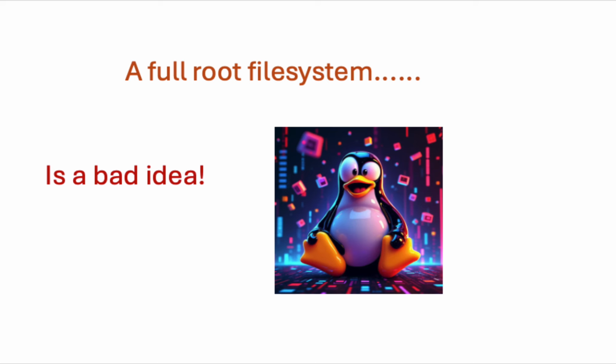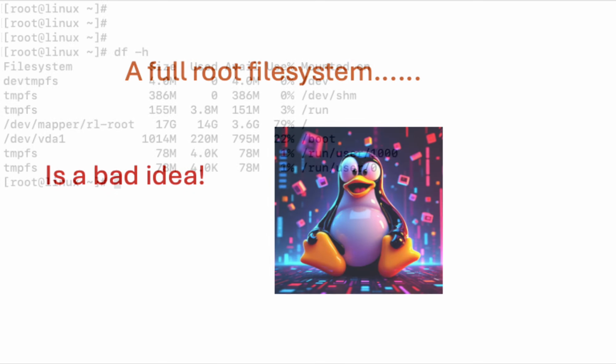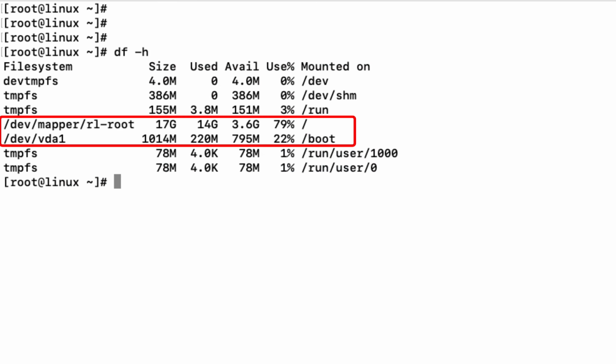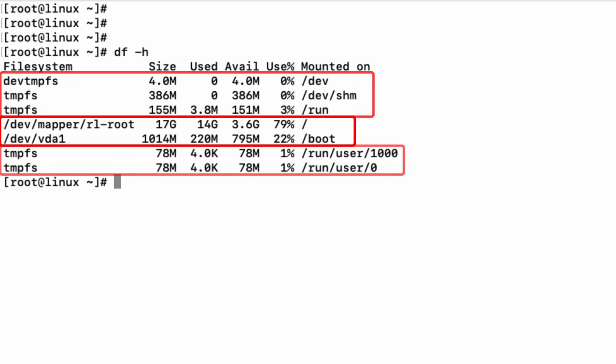When we check out our file systems with the popular df command, we see that there are indeed only two disk-based file systems, /boot, which contains kernel files, and the root file system, which contains all of the rest. Next to that, we see memory-based file systems, which are not persistent, meaning that they will be gone once you power off the system.